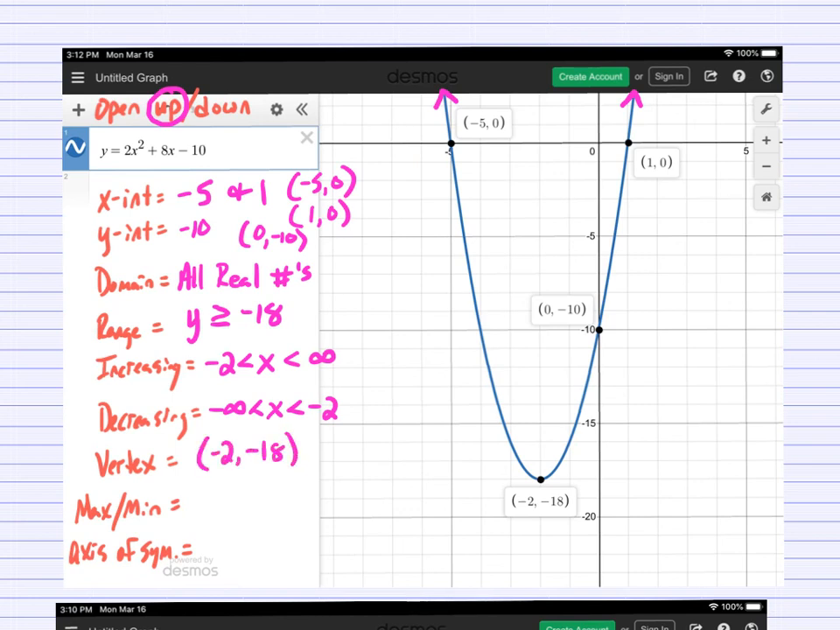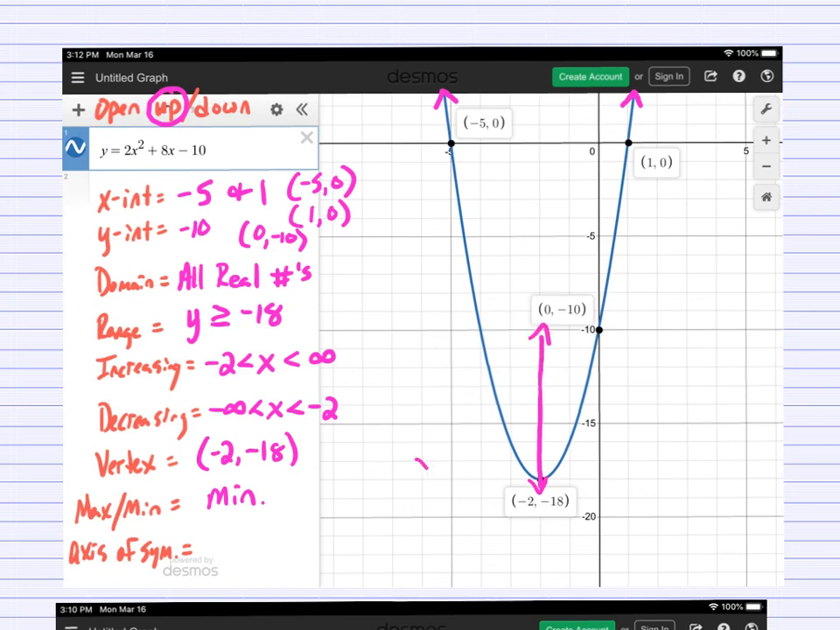Is it a maximum or minimum? And again, this is the lowest point, so this would be a minimum amount. And the axis of symmetry is the imaginary line that goes through the vertex, straight up and down, it splits it in half. So our axis of symmetry would be this line right here.